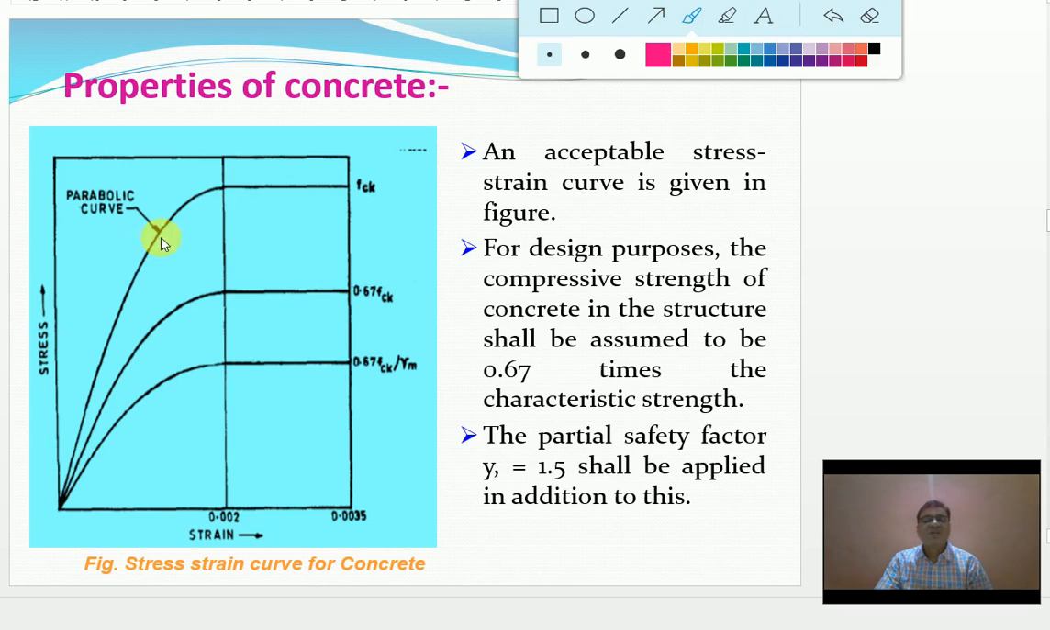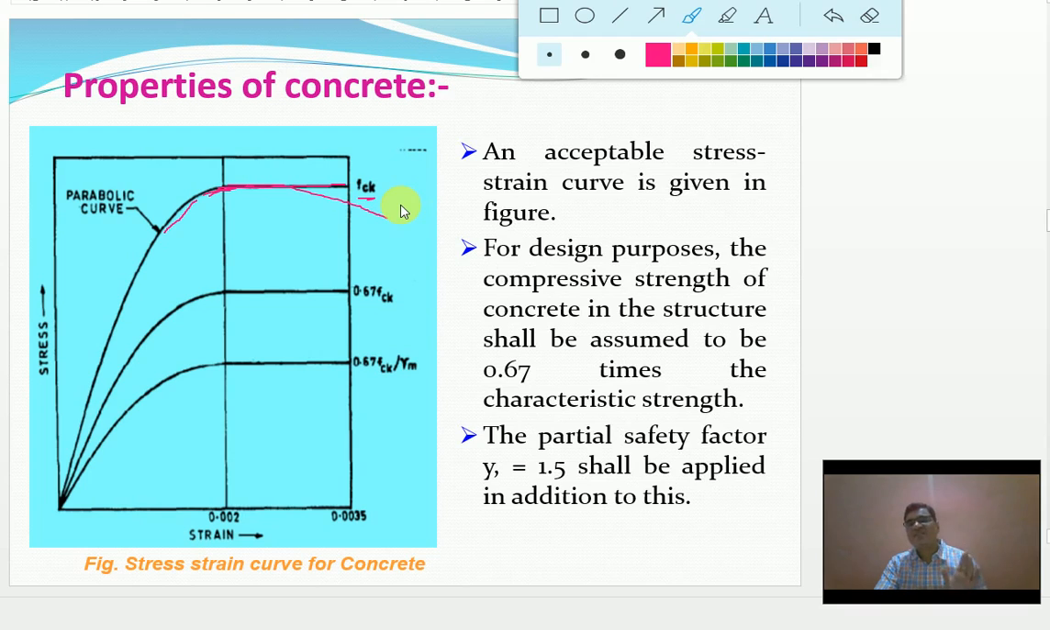Now, see, this is the first curve, the parabolic curve. Normally this curve is like this when you actually test the concrete cube, but this is the idealized curve. From the ultimate value a straight line is considered, and we'll call this fck. What is fck? It is the characteristic compressive strength of concrete.